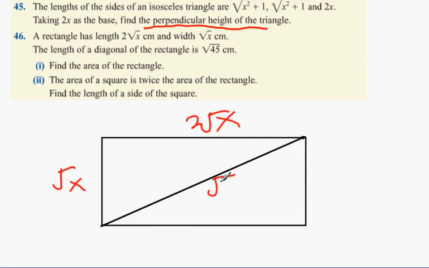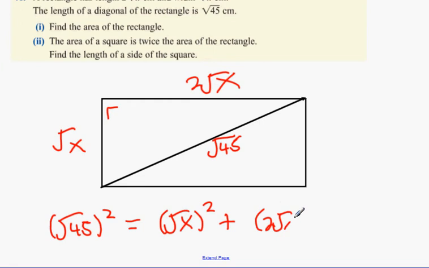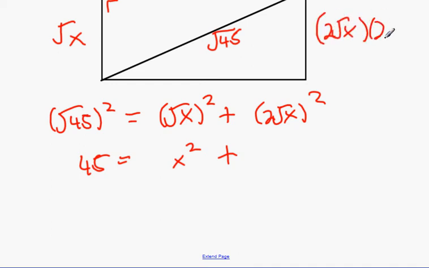Once again, we're in Pythagoras' theorem section of the exercise, okay? So basically we're just going to do Pythagoras' theorem. The longest side squared equals the 2 smaller sides squared and added together. What we're going to get is 45 equals x squared. Now, 2 root x squared, right? Some of you might have forgotten how to do that one. It means 2 root x multiplied by 2 root x.